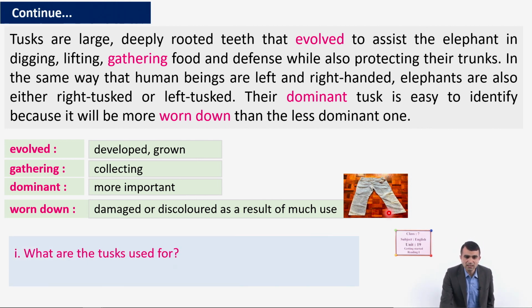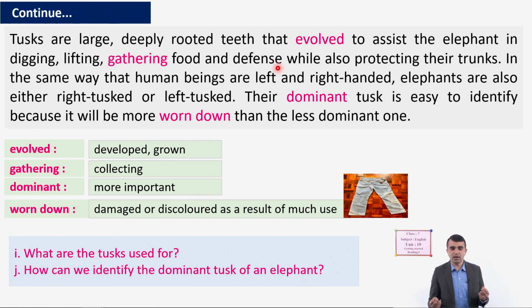Okay, now what are the tusks used for? What do they use tusks for? They use tusks for digging, lifting, gathering food and defending, okay, defending themselves, protecting themselves, protecting their trunks as well. Is it? Okay, in the same way, how can we identify the dominant tusk of an elephant? More important tusk. How can we identify? We identify by saying whether the tusk is worn down or not, isn't it? The worn down one is dominant, isn't it? You can see here. Yes. Okay. Next.